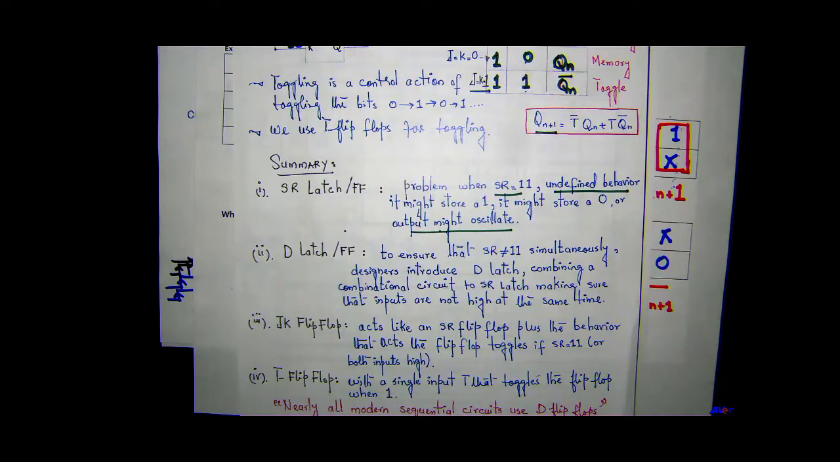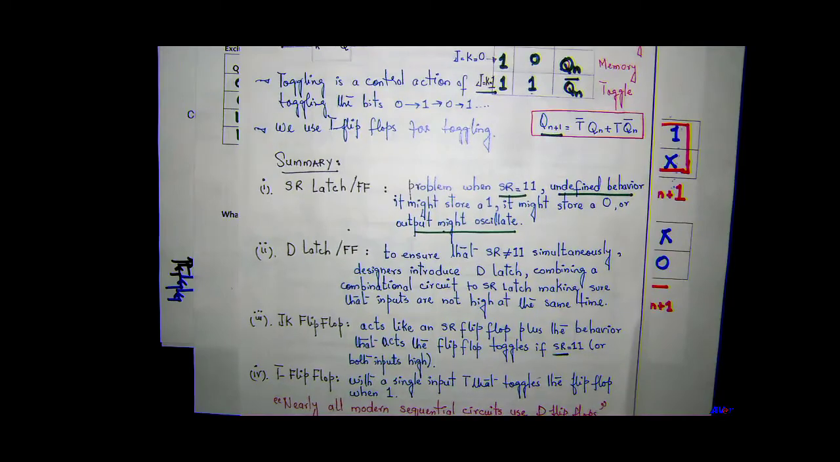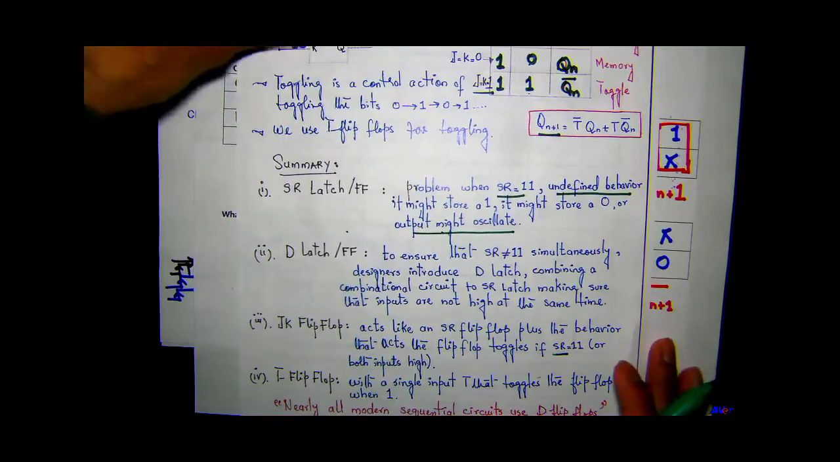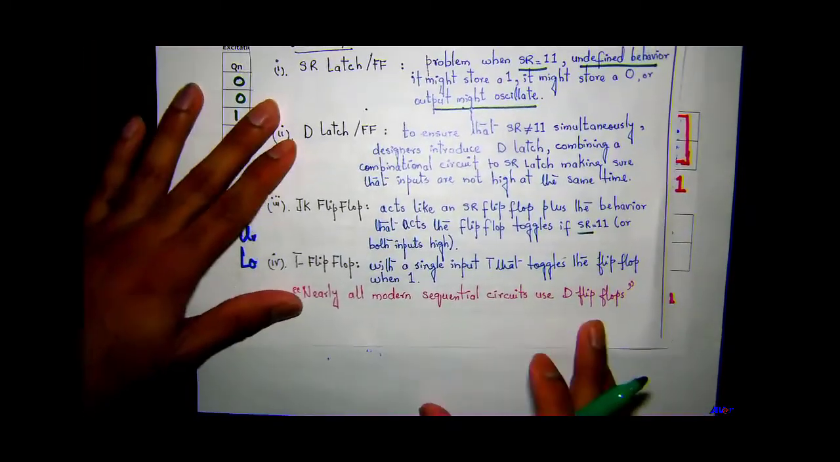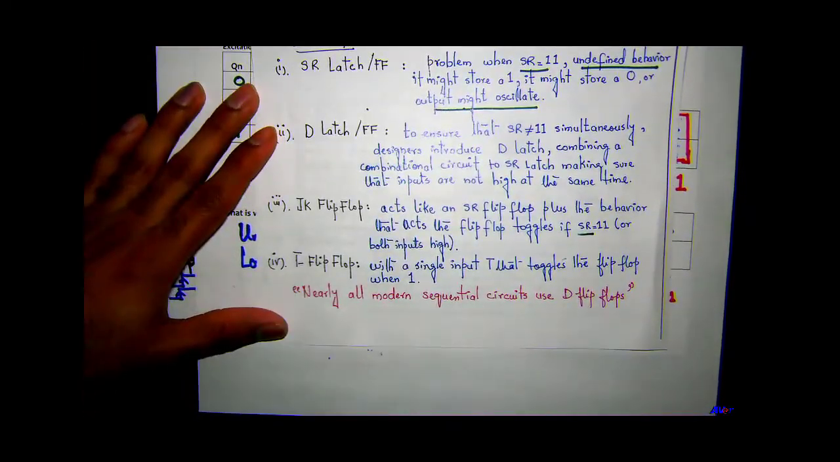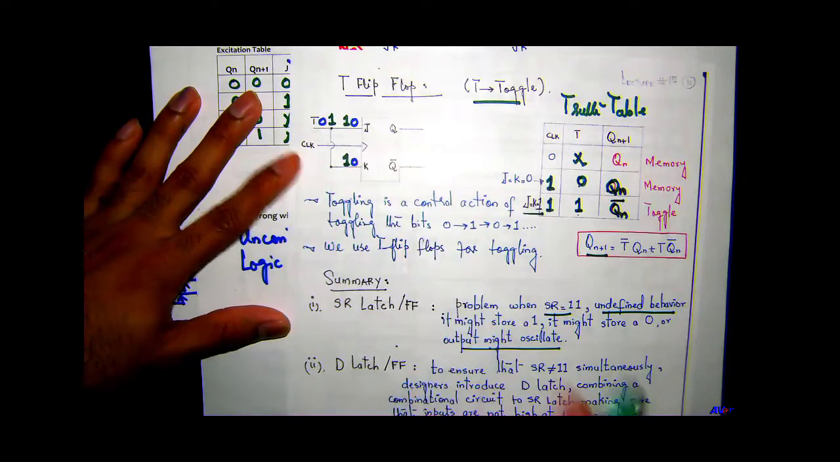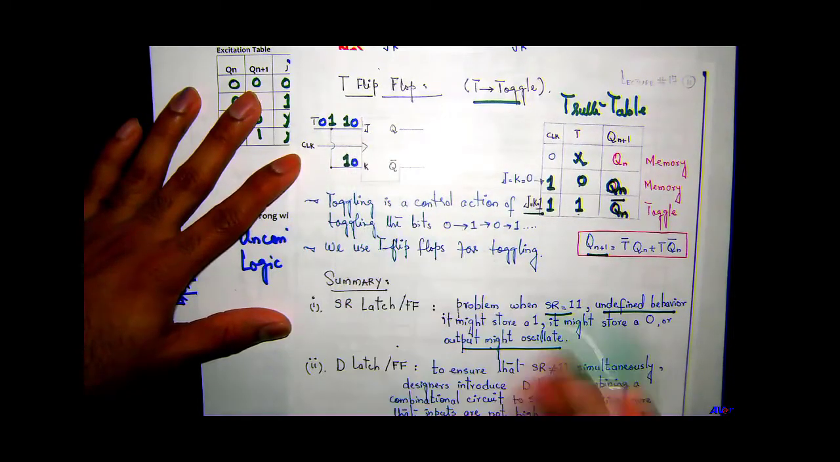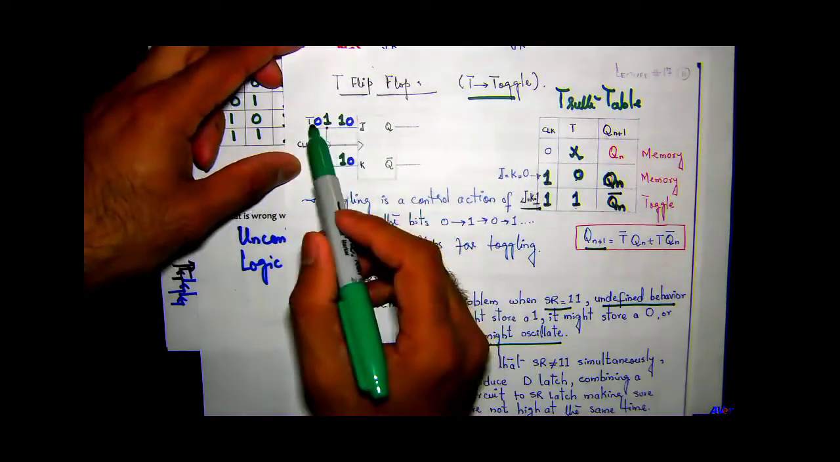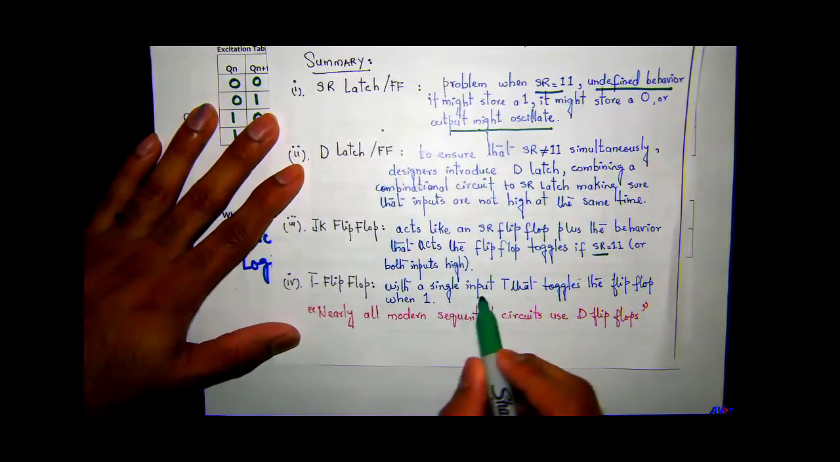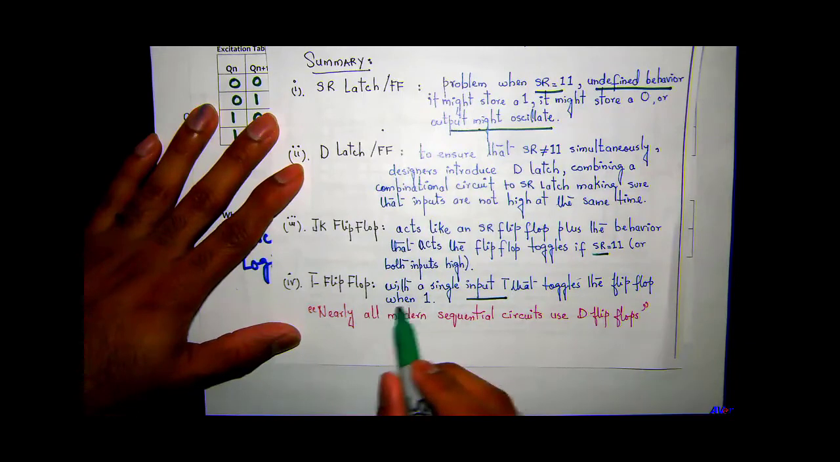It toggles when J and K, or in other words S and R, both are set to high, which is an interesting feature. We get more control on this toggling effect with the T flip-flop. The T flip-flop is basically a JK flip-flop, plus we have one input T that is connected to both J and K. So the inputs at the JK can either be 0 0 or 1 1. And we know when JK is 0 0, it acts as a memory, and when it's 1 1, it basically toggles. So with a single input T, it toggles the flip-flop when T is 1.